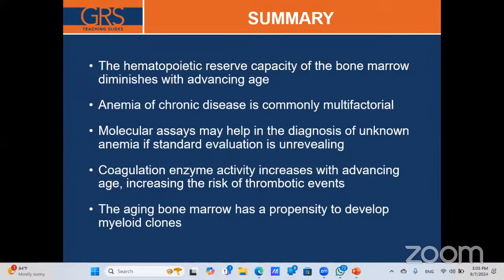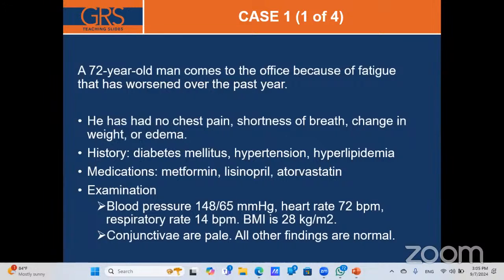Next slide, please. Now let's move to the last section of our presentation for today, which is the cases. And the first case is about a 72-year-old man who comes to the office because of fatigue that has worsened over the past year. He has had no chest pain, no shortness of breath, no change in weight or edema.